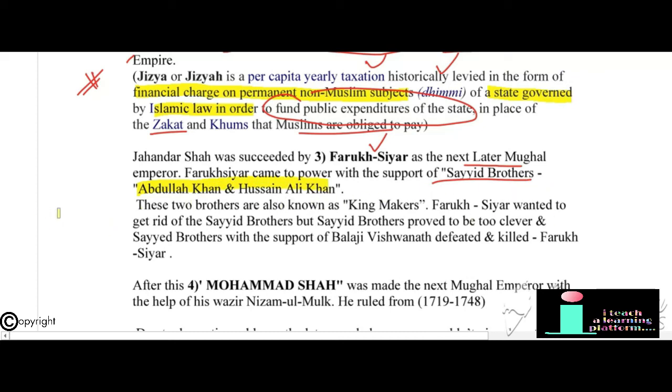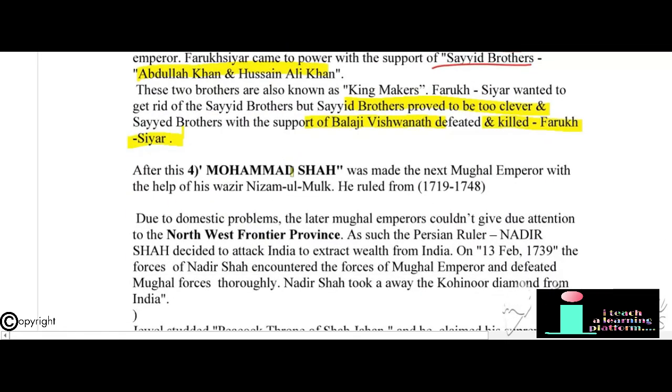Farrukh Siyar wanted to get rid of the Sayyid brothers, but the Sayyid brothers proved to be too clever, and with the support of Balaji Vishwanath, who was the Maratha Peshwa, they defeated and killed Farrukh Siyar. So the Kingmakers were again victorious. After this, Muhammad Shah, famously known as Muhammad Shah Rangila, was made the next Mughal emperor with the help of his Wazir Nizamul Mulk, the founder of Hyderabad state. He ruled from 1719 to 1748.